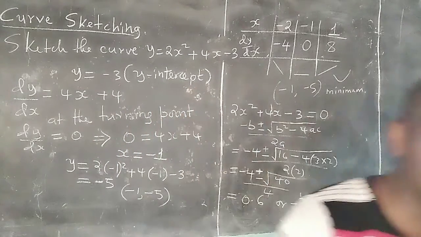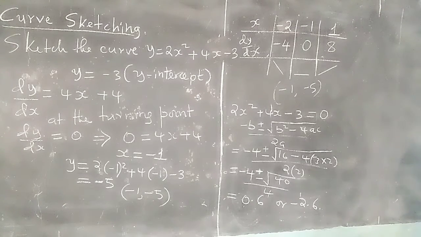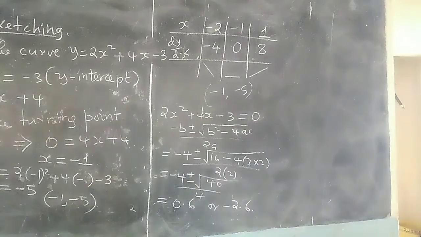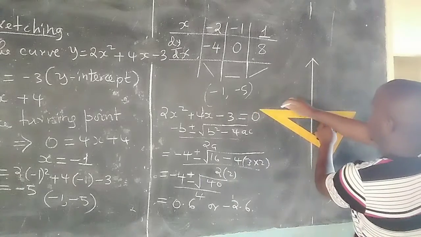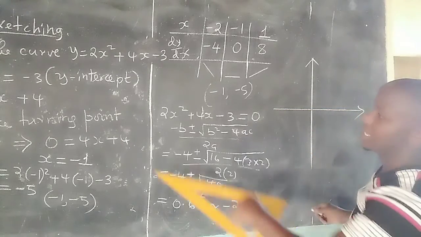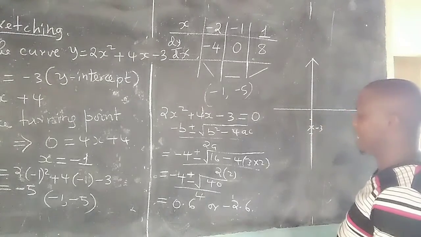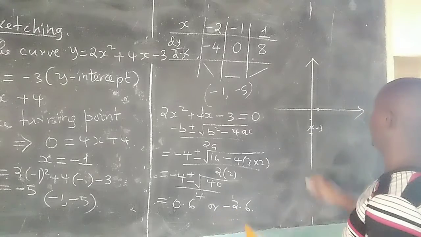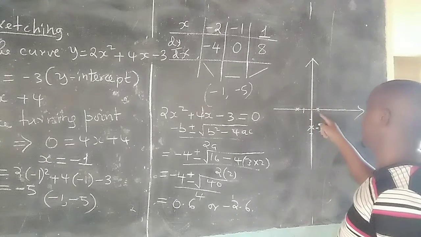We can now have a sketch of the curve, whereby we are going to talk about the y-intercept negative 3, then again 0.6 will be somewhere here, and negative 2.6 can be somewhere there. Those are the x-intercepts.